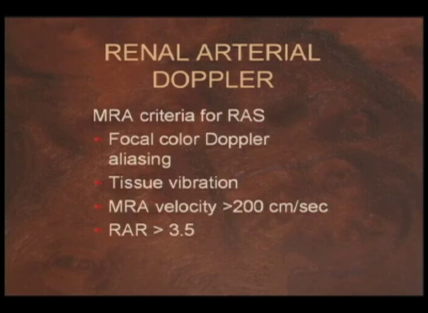Measurement of the waveform velocities is also very helpful, and the cutoff value for renal artery stenosis is a peak systolic velocity in the main renal artery greater than 200 centimeters per second, or an elevation of the ratio between the renal artery and the aorta, the renal to aortic ratio, or RAR, greater than 3.5.